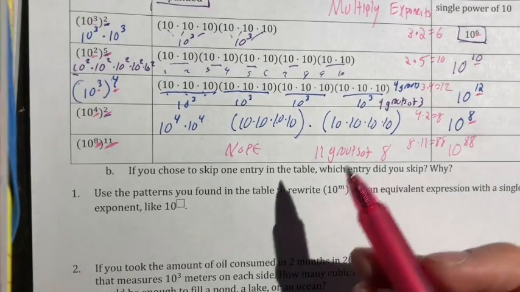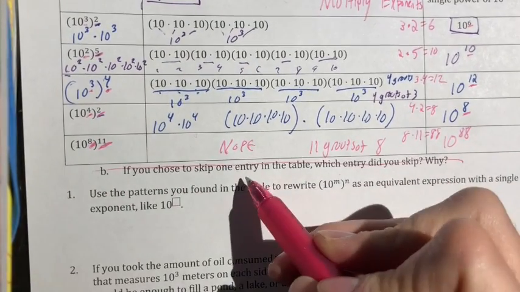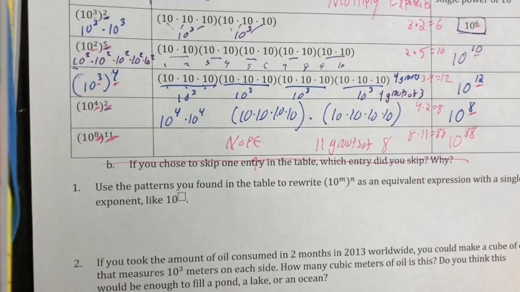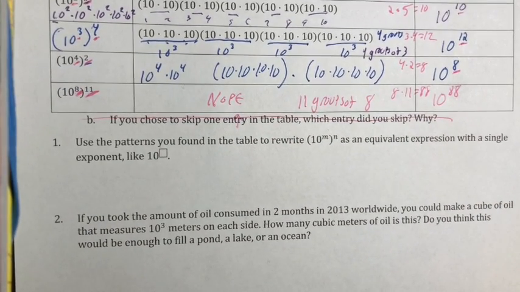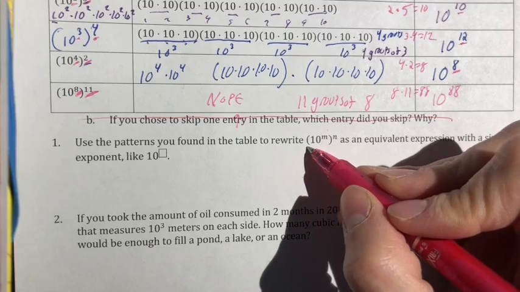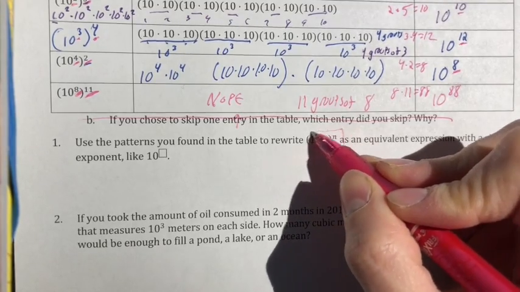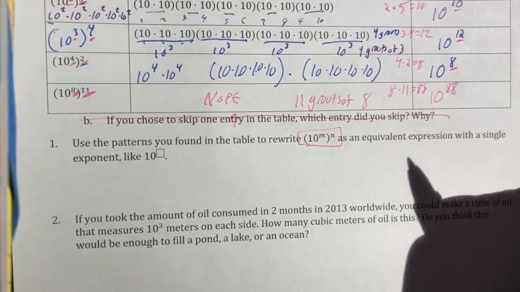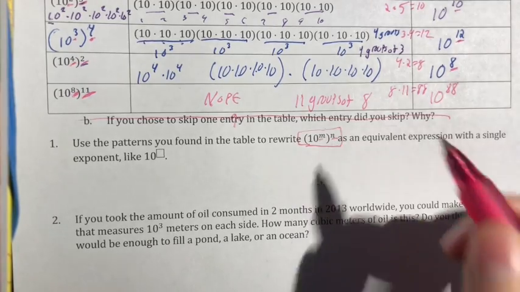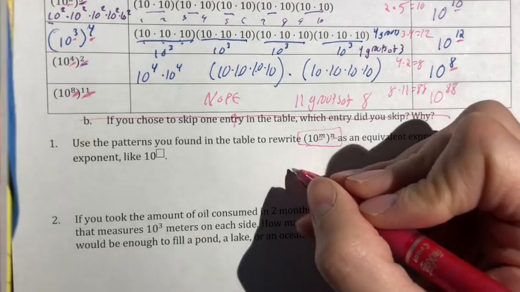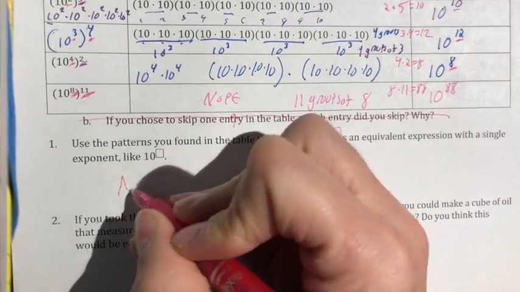We chose to skip an entry in the table, that bottom one, because it has too many numbers. So using the patterns you found, how could I rewrite this as an equivalent expression? This is basically our general rule, m and n. I don't know what m and n are, but I know that I have to multiply the exponents.